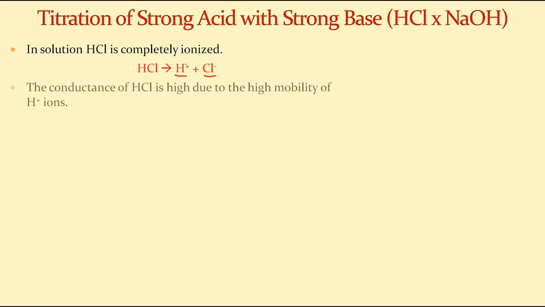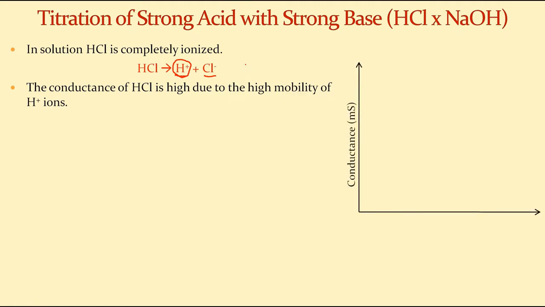Now the mobility of this H plus ion is very high. The mobility is higher than any other ion. That is the reason when H plus ion is present in the solution, it predominates the electrolytic conductivity. Due to high mobility of the H plus ions, initially the conductance is very high. Let us see the graph when we plot conductance versus volume of sodium hydroxide added to the HCl. Now the conductance is initially very high.